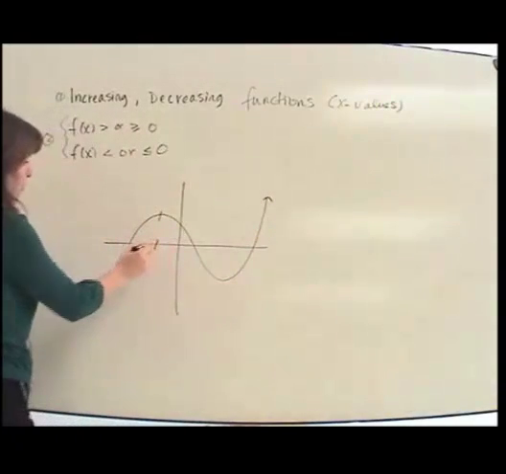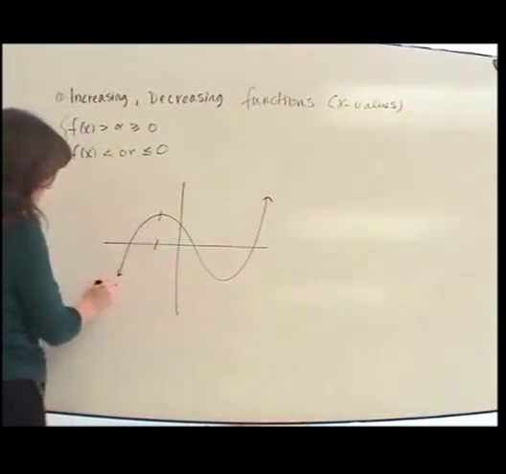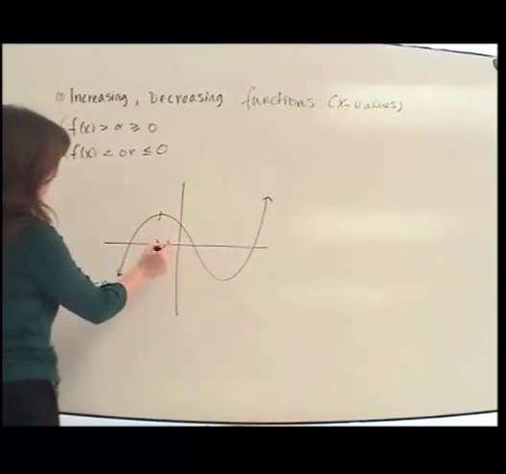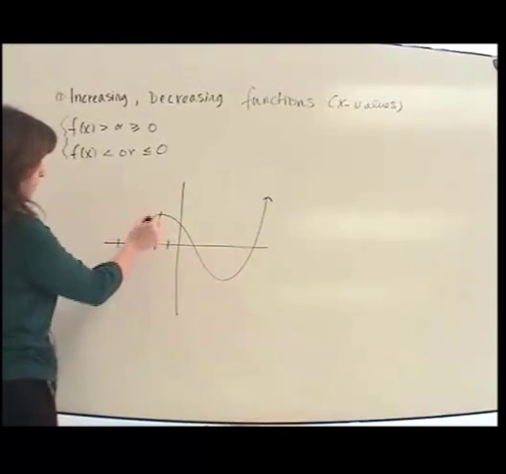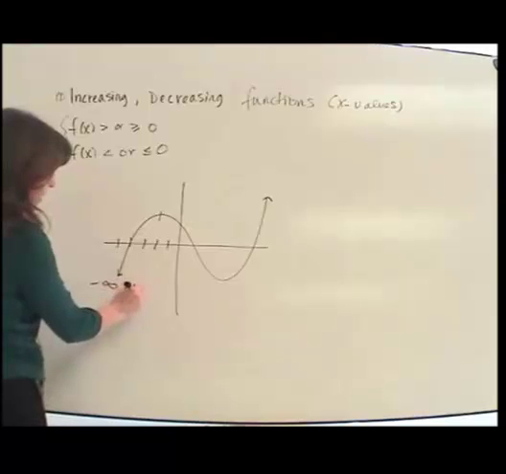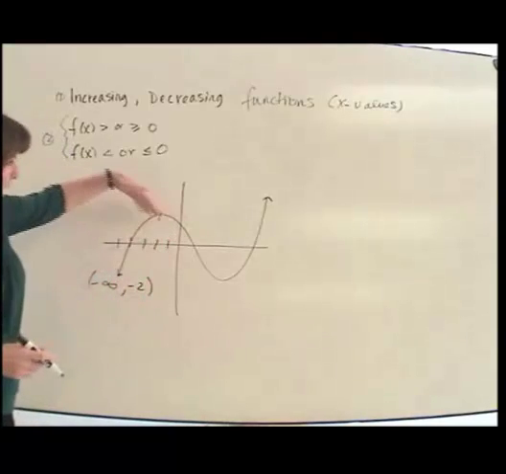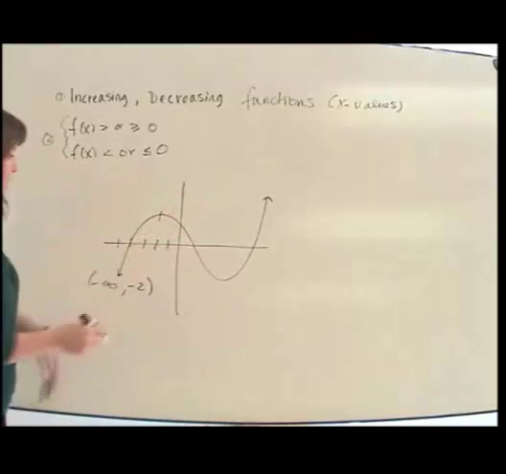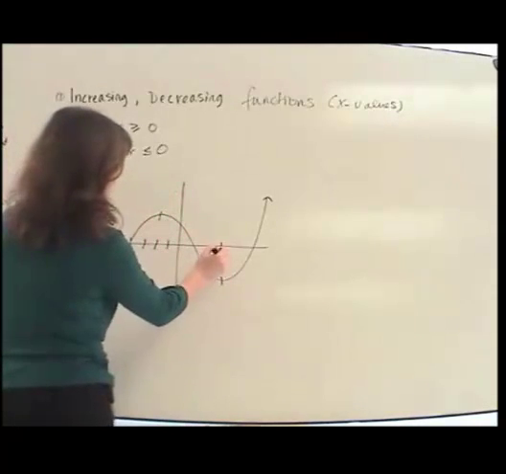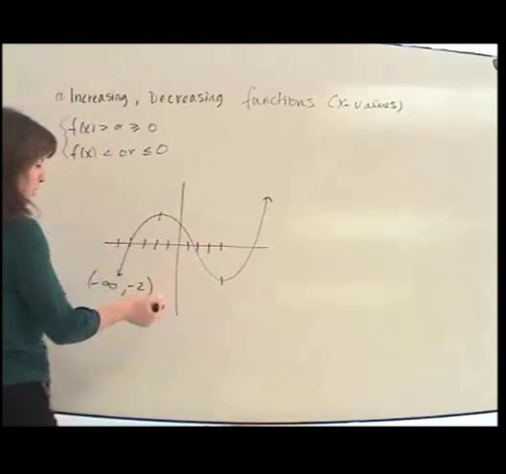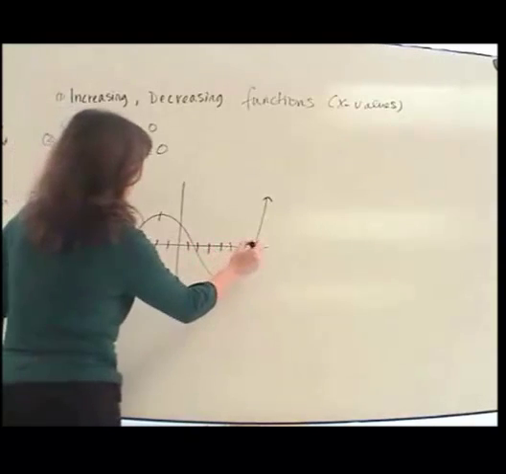So the x values for when this is increasing would be from minus infinity, and then it stops increasing. Let's say this is a negative 2. So it would be a negative 2 because that is the x value, not the y. I don't even care what the y is. You only want the x. And then it's decreasing from here to here. Let's call that 4. Okay, so we'll mark all this.